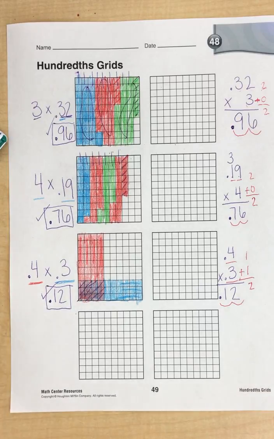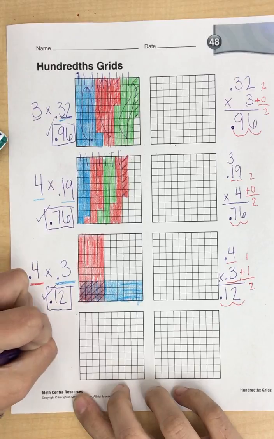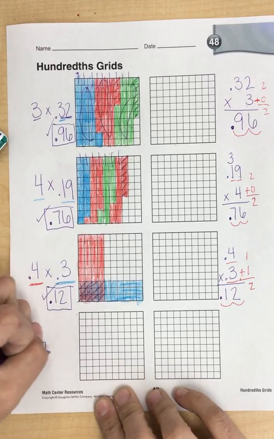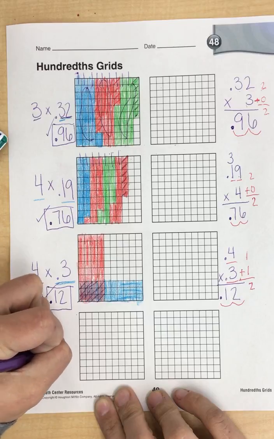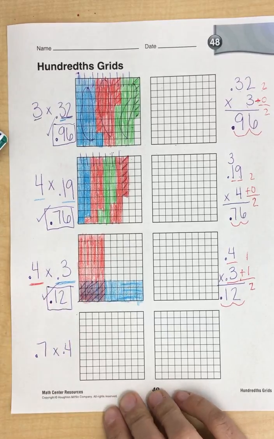All right, let's do one more example of a decimal times a decimal. So let's do 7/10 times 4/10. So 7/10 times 4/10.